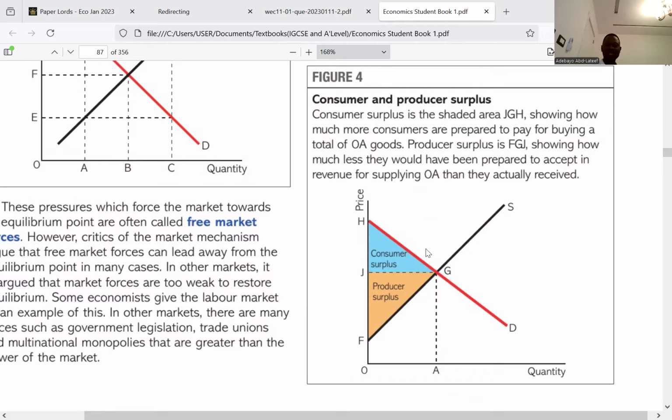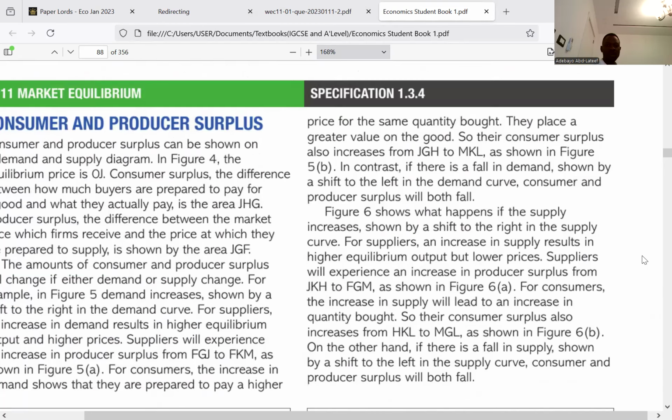Consumer surplus is the difference between the market price at J and what consumers would be willing to pay. So consumers can still pay at any point in here, but they're actually paying J. Producers can sell at F, but they're actually selling at J. So that's the difference between consumer surplus and producer surplus. I think that one is clear. We move on again.